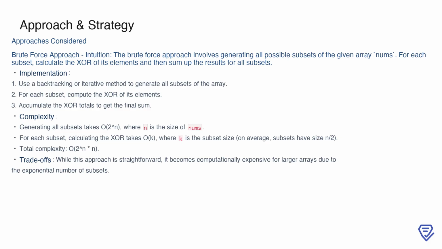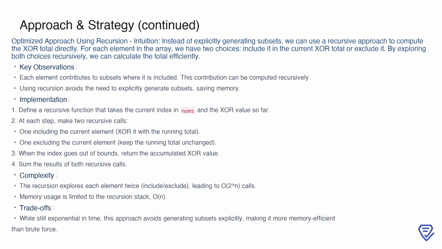While straightforward, it's important to note that this approach is not efficient for larger inputs. To improve upon the brute force method, we can use an optimized approach that leverages recursion. Instead of explicitly generating subsets, we compute the XOR totals directly by exploring the two choices for each element, including it in the current XOR total or excluding it. This recursive strategy eliminates the need to generate subsets, making the process more memory efficient.